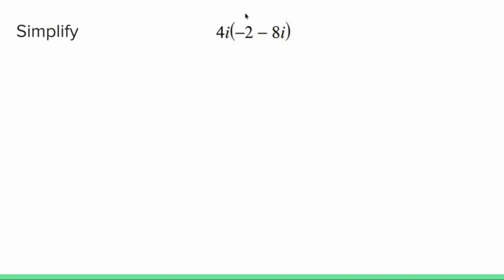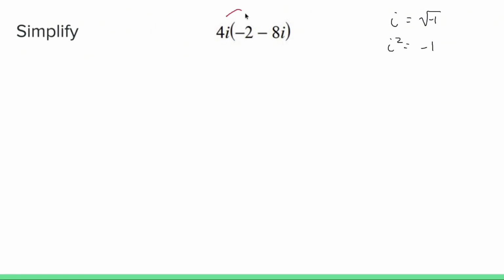Simplify 4i times the quantity negative 2 minus 8i. Before I get this started, let's remind ourselves what i is. i is the square root of negative 1. It's imaginary. So if I were to take i squared, you would be squaring this square root, which cancels each other out. So i squared is negative 1. There's i cubed and i to the fourth, but we're not going to worry about that for this problem right here. We're just going to go off of these pieces of information.